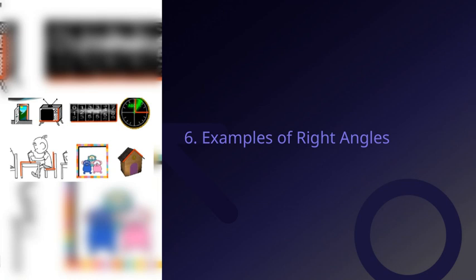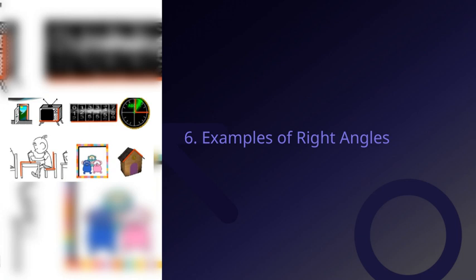As you can see, right angles are everywhere around us. For instance, the corners of a room form perfect right angles. When you look at a standard piece of paper, the four corners are all right angles as well. Even the corners of a book or a smartphone screen often have right angles.